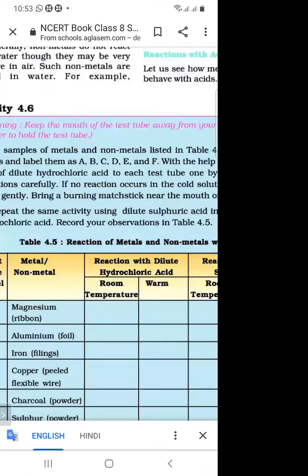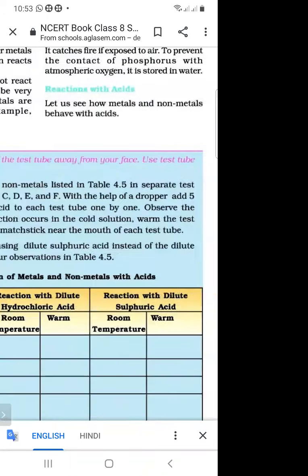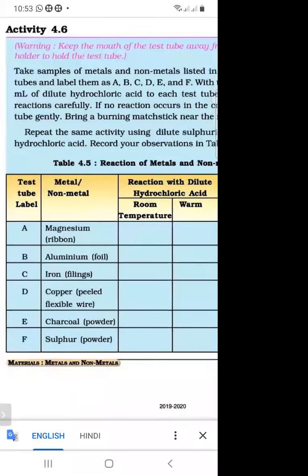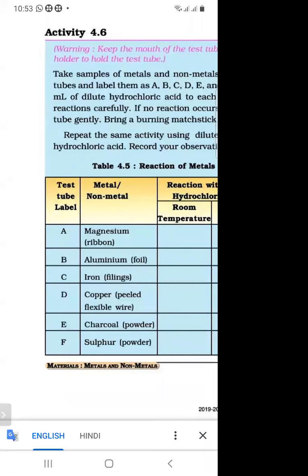Firstly, we'll take samples of metals and non-metals in separate test tubes and label them A, B, C, D, E, F. In test tube A, we are taking magnesium ribbon, and in test tube B, aluminium. In test tube C, we are taking iron filings. What are iron filings? Small pieces of iron are called iron filings. And in test tube D, we are taking copper.